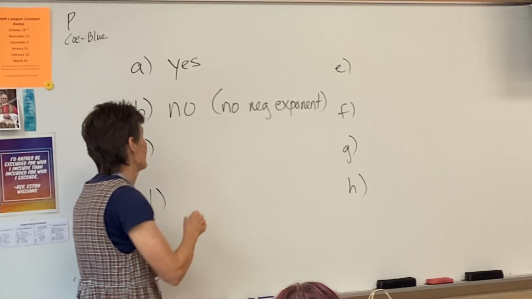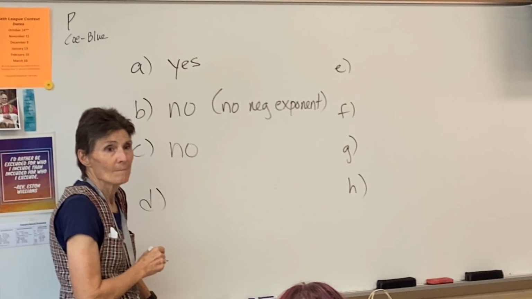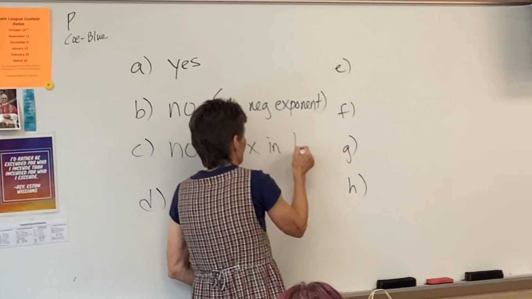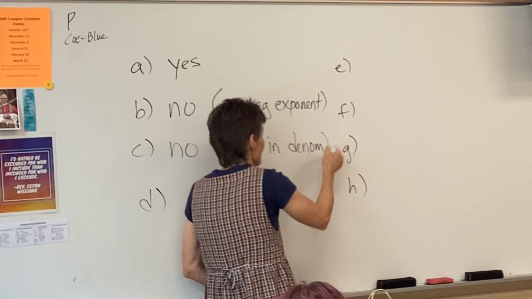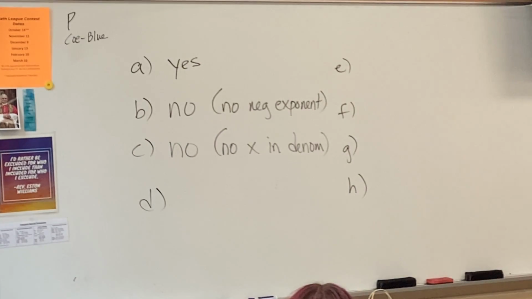C is a no. Why do you think C is a no? Can't have an X in the denominator. Now notice, we didn't say you can't have a fraction. We said you can't have a fraction with an X in the denominator. You can have a 2 in the denominator, but you can't have an X in the denominator.